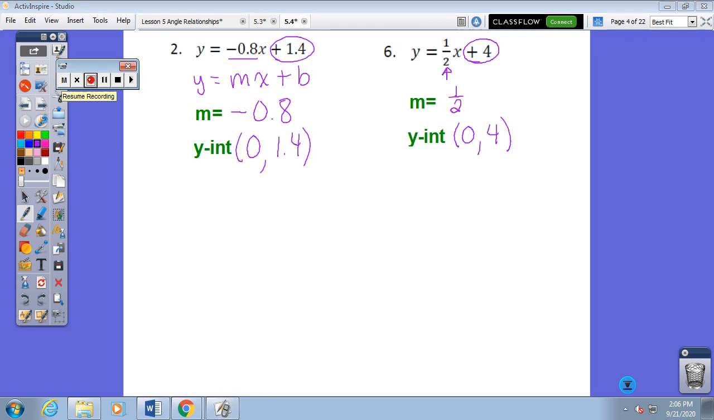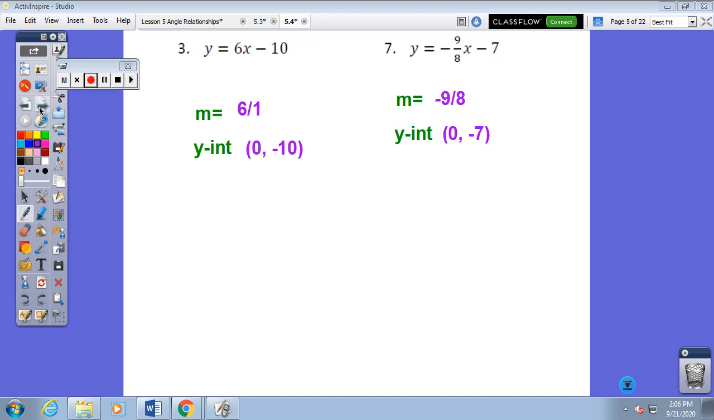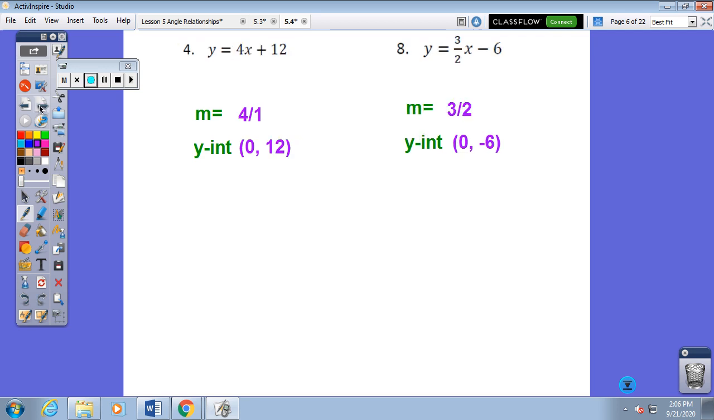Okay, now that you're ready, let's check these two. 6 over 1, because that's your rise over run, negative 10. Yours are probably written like this, that's okay. The computer doesn't always write them like that. Check the next two. You can have 4 or 4 over 1.